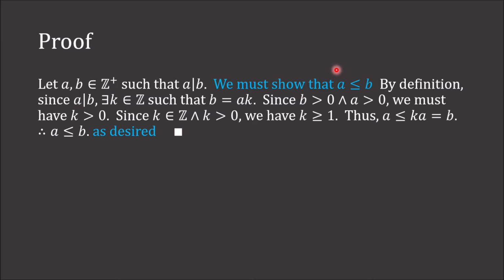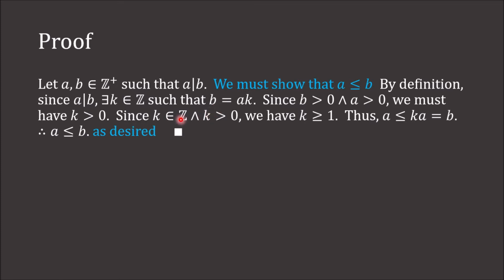So by definition, since a divides b, there must exist an integer k such that b is equal to ak. Now, since b is greater than 0 and a is greater than 0, we must have k being greater than 0. Right? This is because the only way to get a positive integer via product is to either multiply two positives together or two negatives together. But since a is positive, k must also be positive to guarantee b being positive.